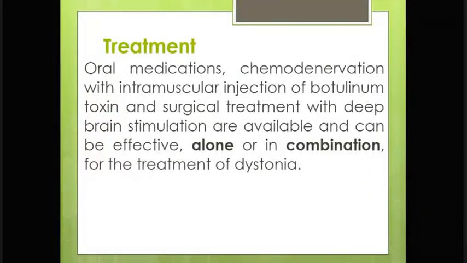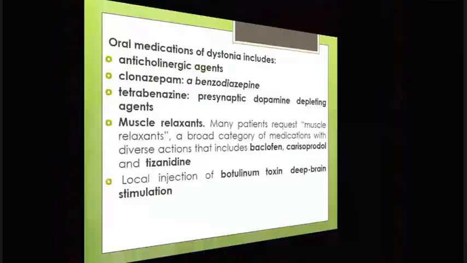The treatment of dystonia includes oral medications, chemodenervation with intramuscular injection of botulinum toxin, and surgical treatment with deep brain stimulation. Now it's available and can be effective alone or in combination for dystonia.